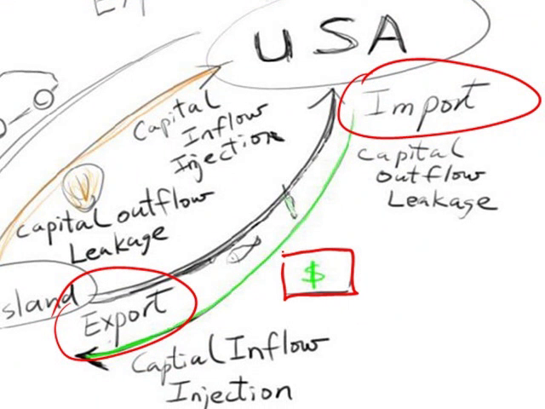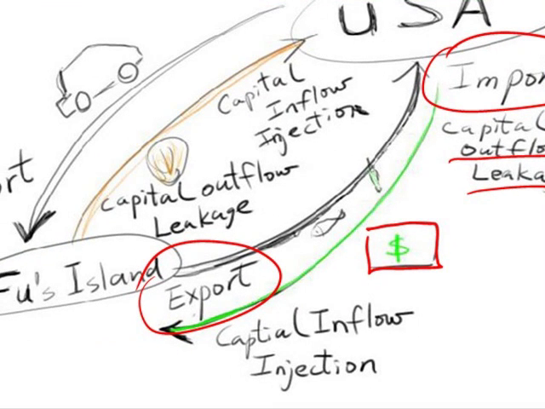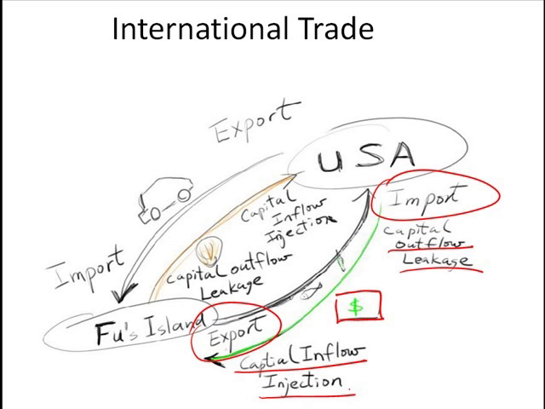So that is the capital outflow, and it's also a leakage from the United States. And look, this money comes to Fus Island, that is what we call capital inflow, and it's an injection. So the export from Fus Island is an injection for capital inflow, and the import to the United States is the capital outflow, and it also is called leakage.